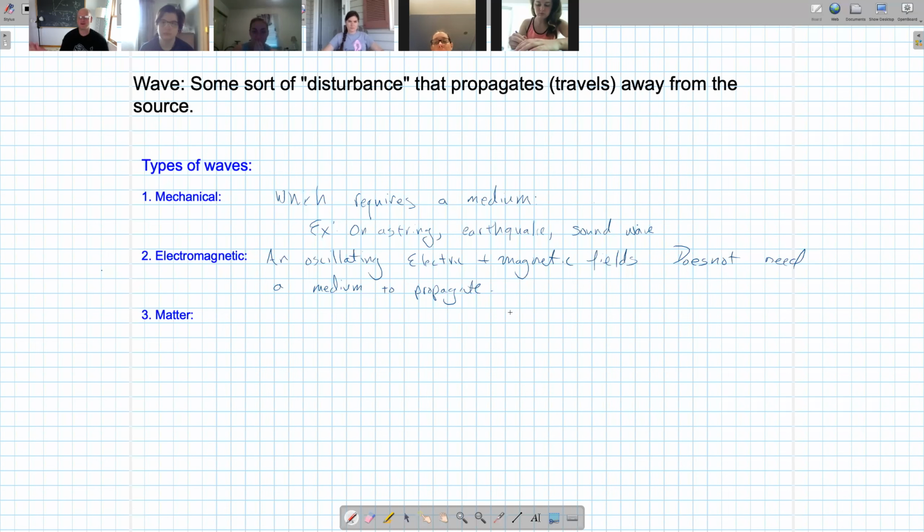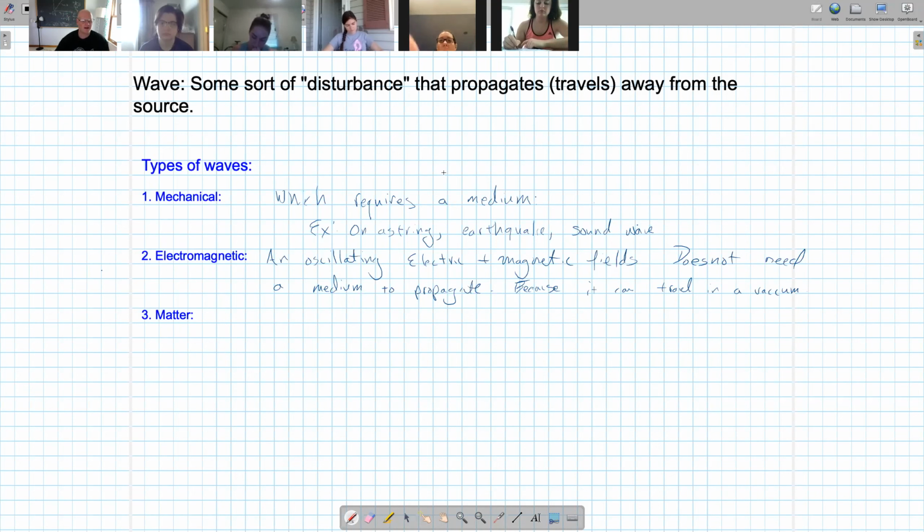Exactly. Space is a vacuum. We know we get light from the sun. We know the sun gives us most of our energy on the earth, all the heat that we have, and it travels through space to us. So we know that it actually works in a vacuum. Very good, Derek. So this is because it can travel in a vacuum.